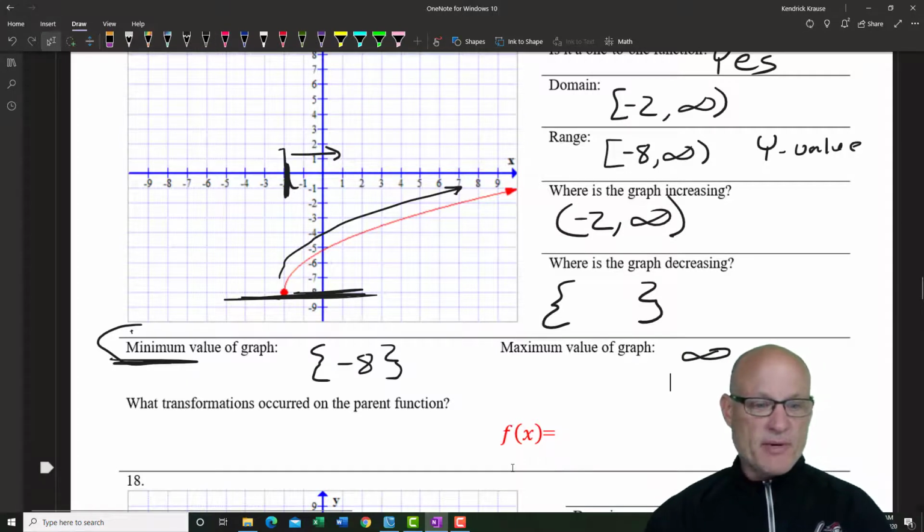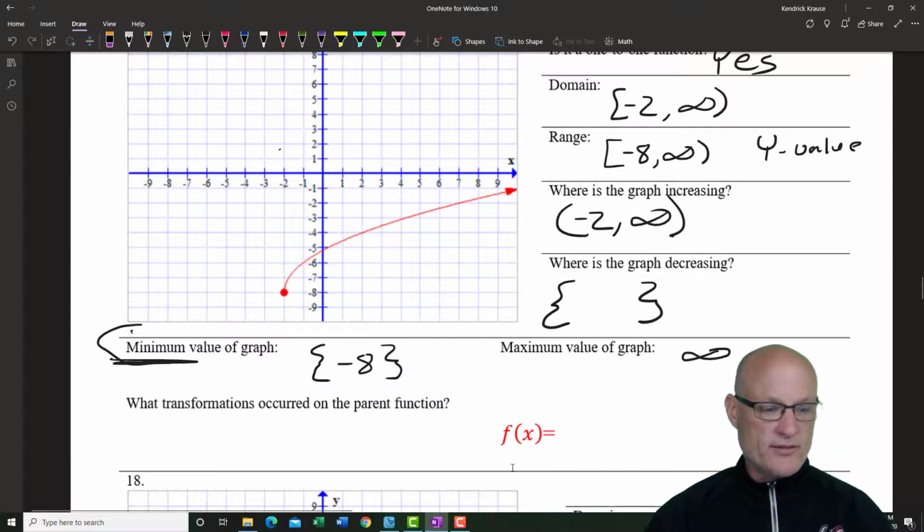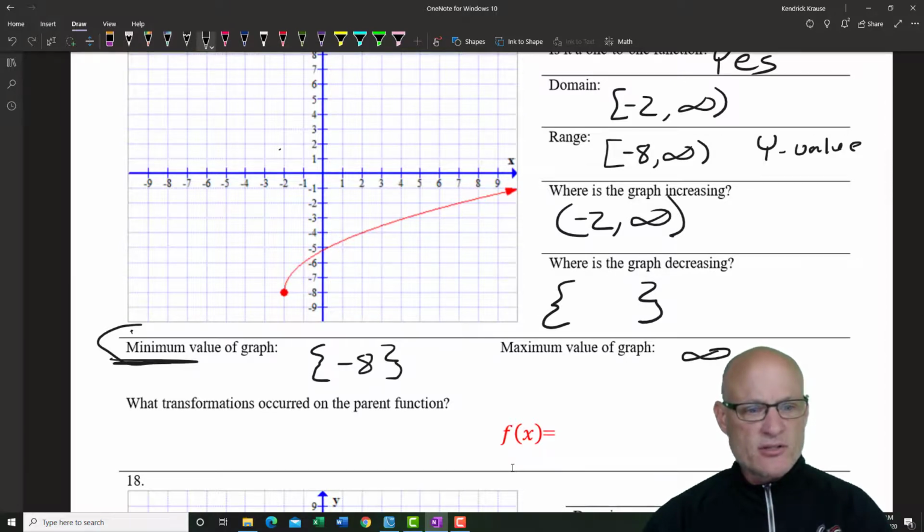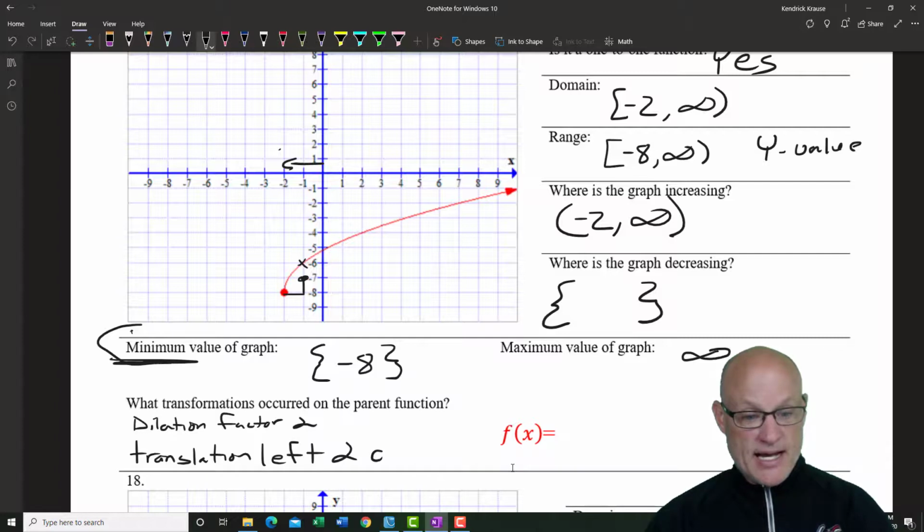All right, what transformations occurred? So we moved where? Translation, well, let's see. It looks like, now, let's see. There's no reflection, but normally we go over 1 and up 1, but we went up 2, so we have a dilation factor 2. We translated left 2, left 2, and down 8.